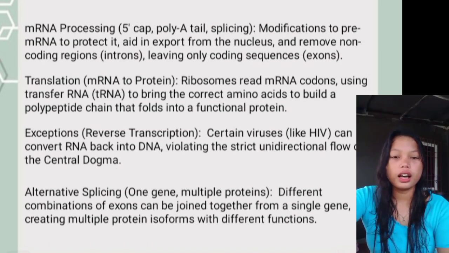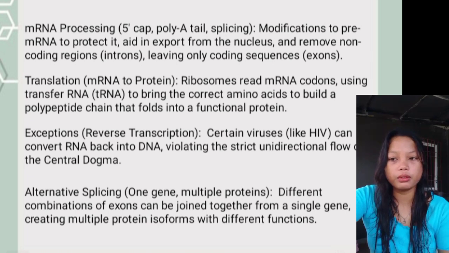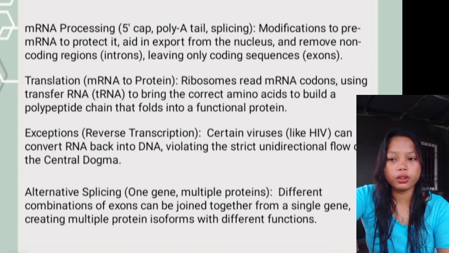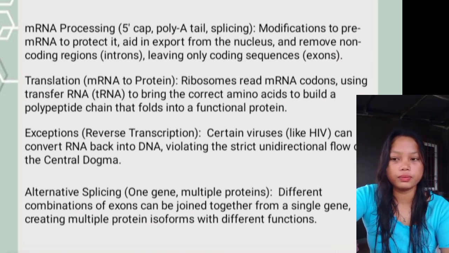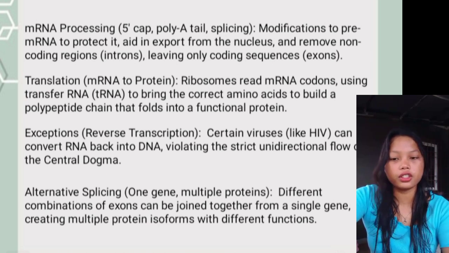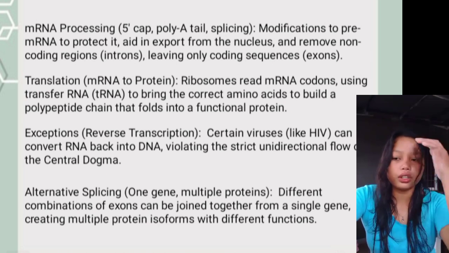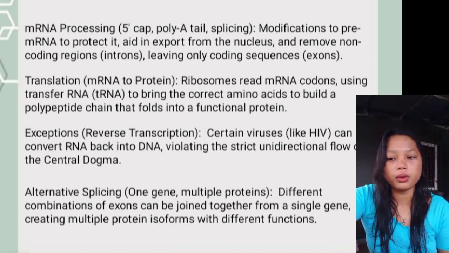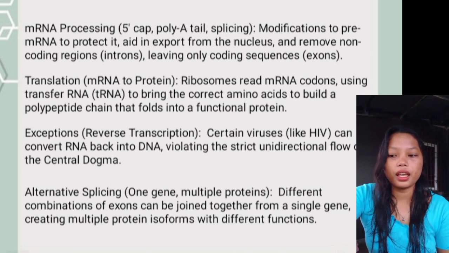The fourth one is mRNA processing, 5' cap and poly-A tail and splicing. After transcription, the mRNA for hemoglobin is modified, adding a 5' cap and a poly-A tail and removing introns before leaving the nucleus for translation. The fifth one is translation, mRNA to protein. The mRNA for insulin reaches the ribosome where tRNA brings amino acids to build the insulin protein. The sixth one is the exceptions, reverse transcription.